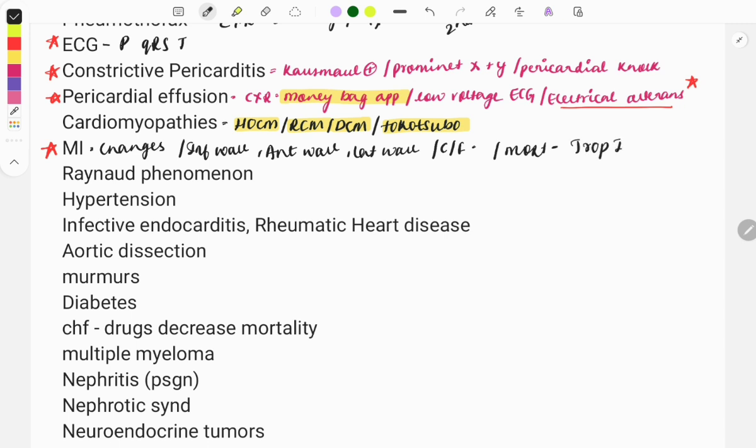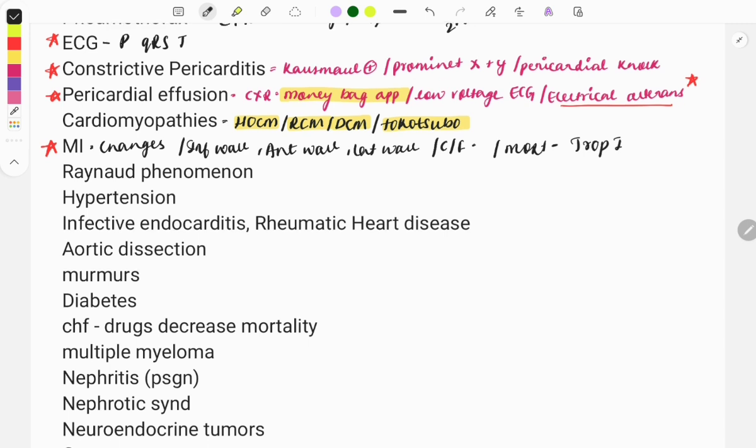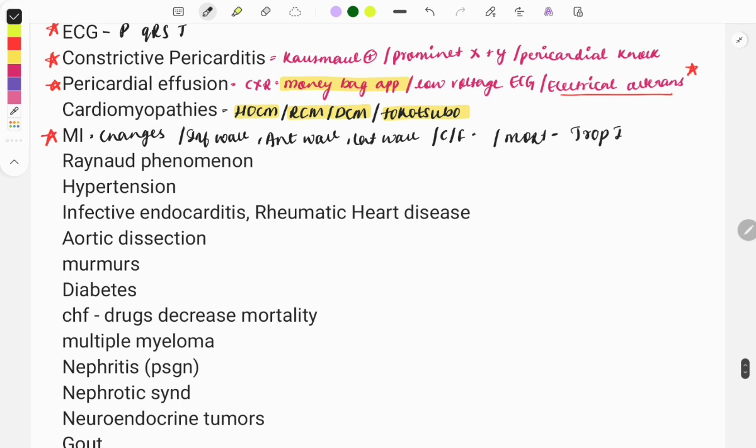So MI overall is a very large topic, so I cannot discuss all the important points here. So you need to look for all the points regarding the MI, along with the ECG changes. This is just a brief overview of how the questions are asked on the MI. Then, along with the MI, you also need to remember acute coronary syndrome, other things like Prinzmetal angina and chronic stable angina. You need to read the clinical points for this.